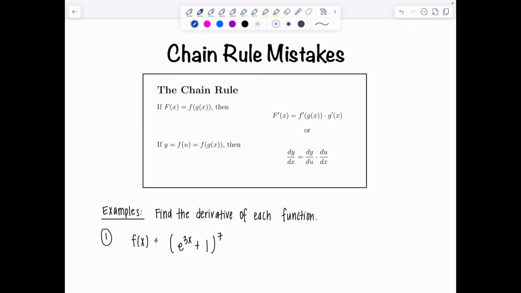Most students don't get the chain rule completely wrong. They almost get it right, and that's exactly what costs them points. Welcome to Math with Professor V.